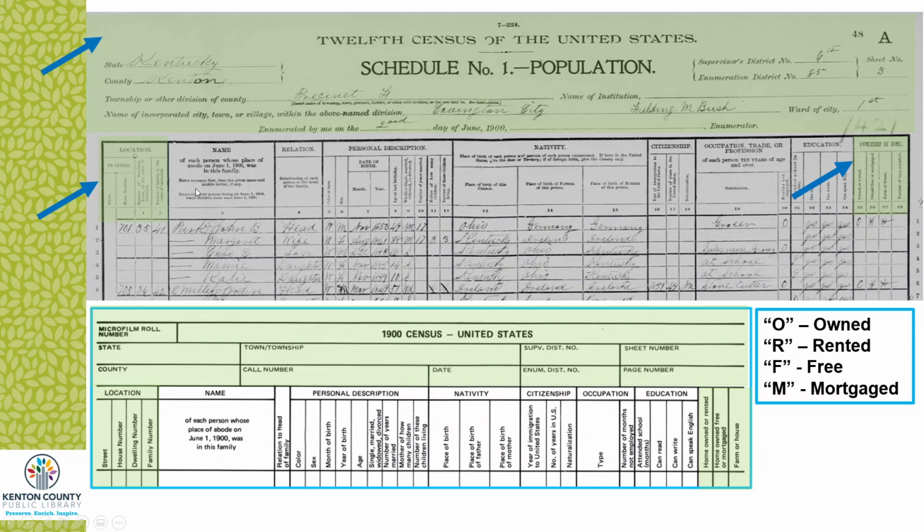And then from there, that information can tell you who's lived on the property, more about their genealogical information, where they're from, what their occupations are.